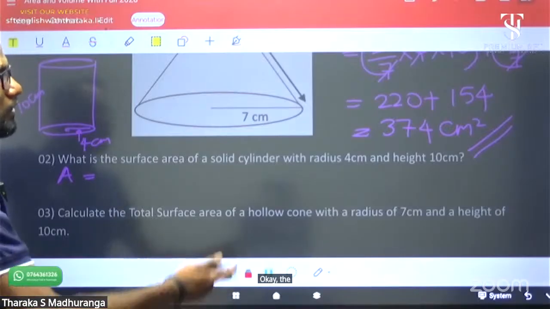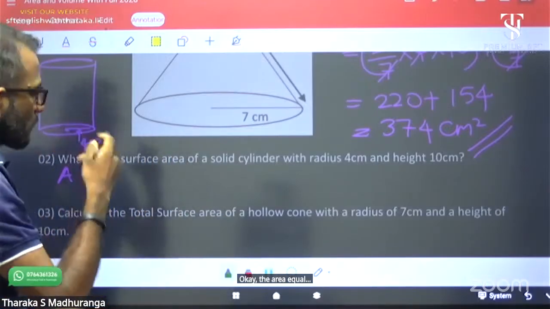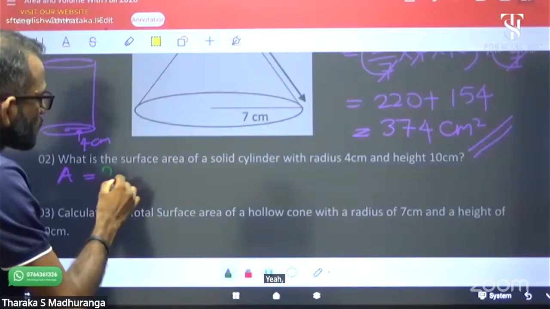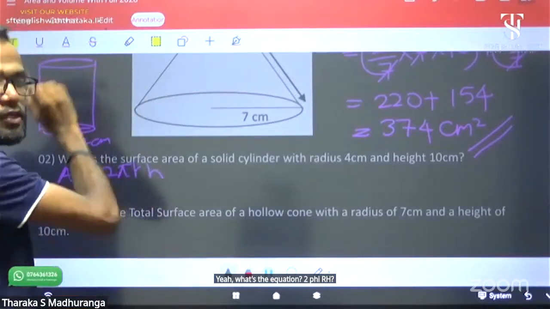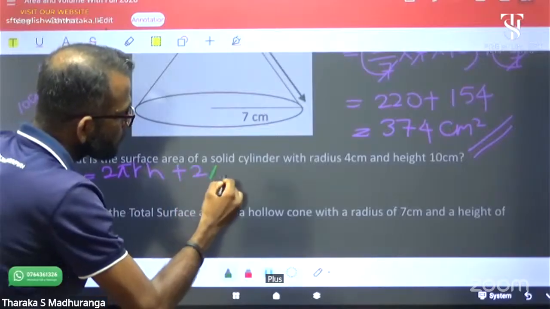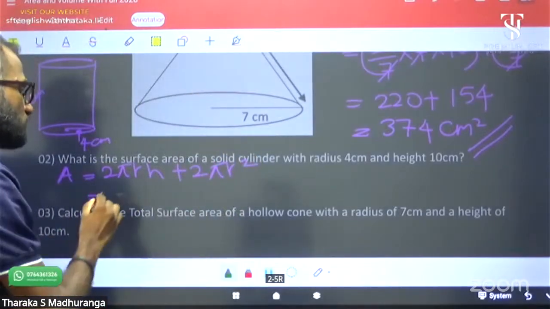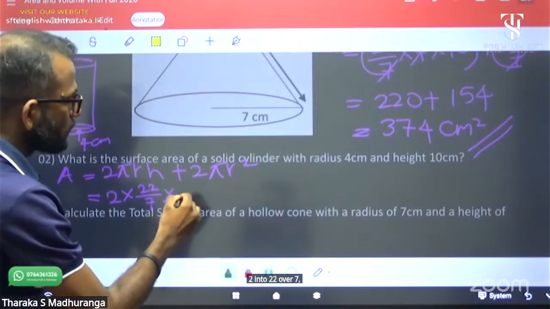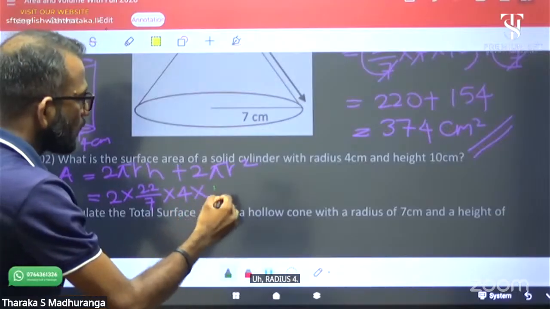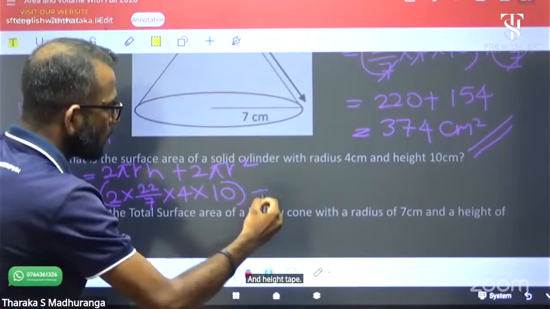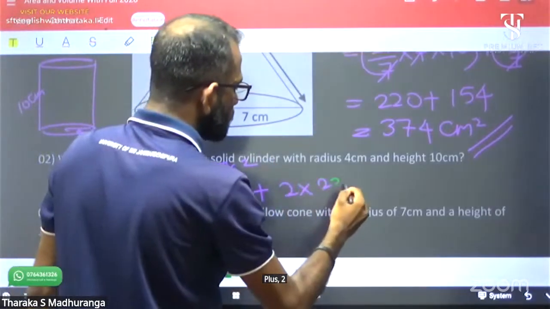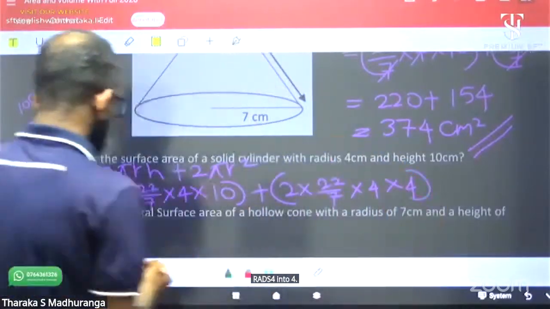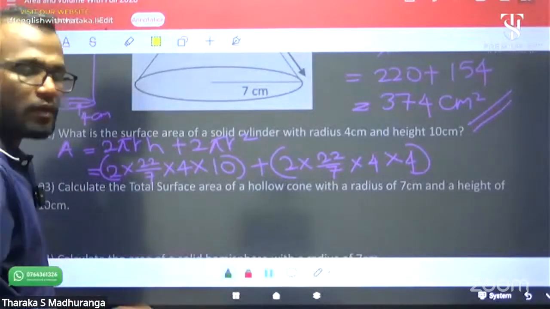Okay, the area equal, what's the equation? The curved surface means 2 pi r h, plus 2 pi r squared. 2 into 22 over 7, radius 4, and height 10, plus 2 into 22 over 7, radius 4 into 4. Get the value?